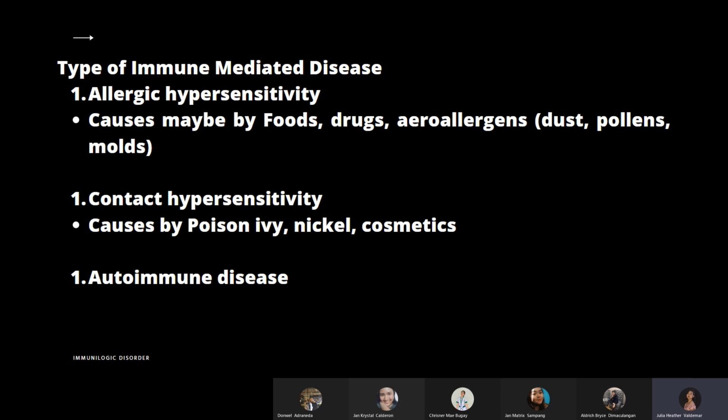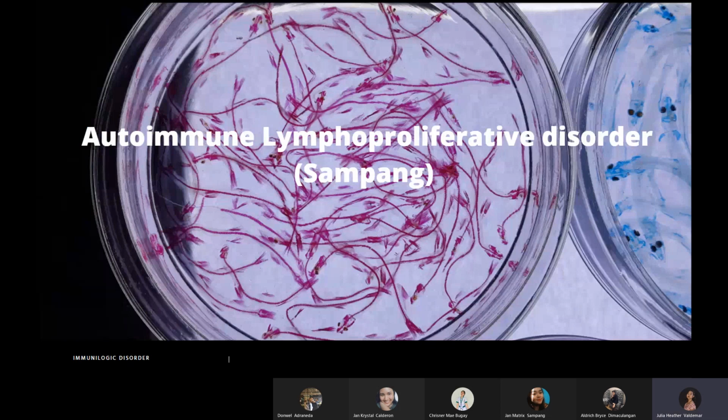So to sum up my report, we have secondary immunodeficiency and immune-mediated disease. That's all for my report, and may I call on Ms. Sampang for the autoimmune lymphoproliferative disorder.